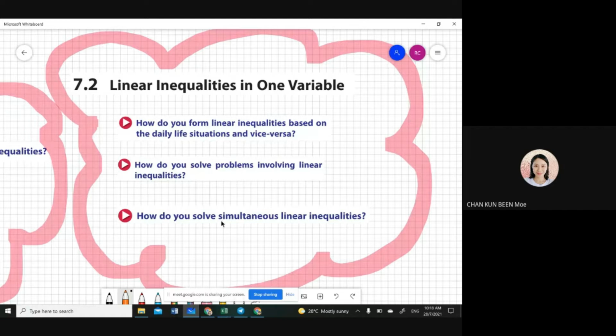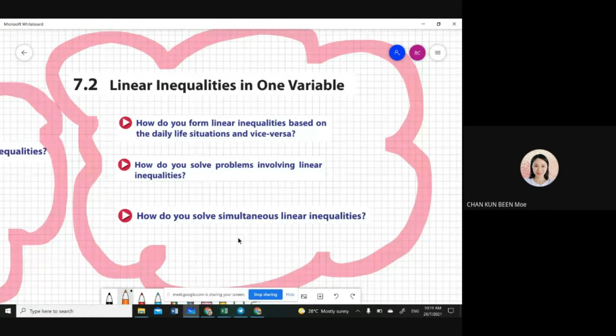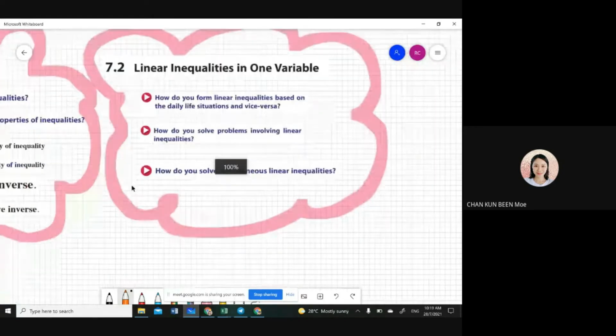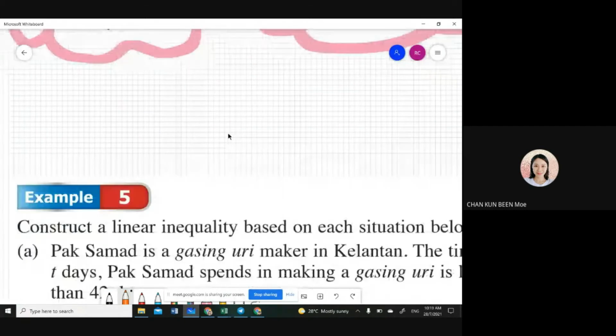Okay, if you can see in your GC, I already posted. Later on, I'm going to let you know whether you are going to do both worksheets or just one of them. Okay, now let us look at how to solve that here.